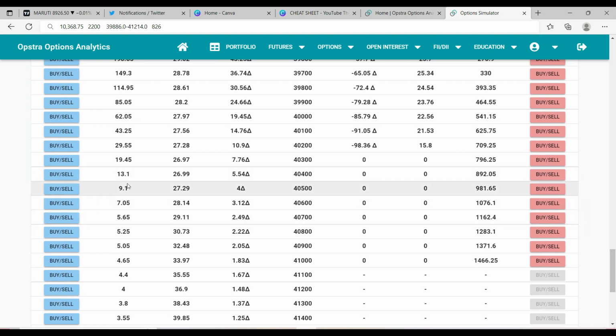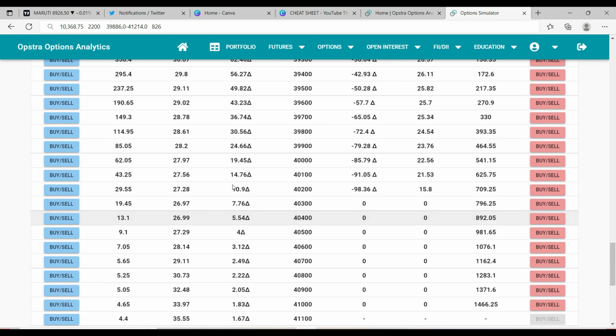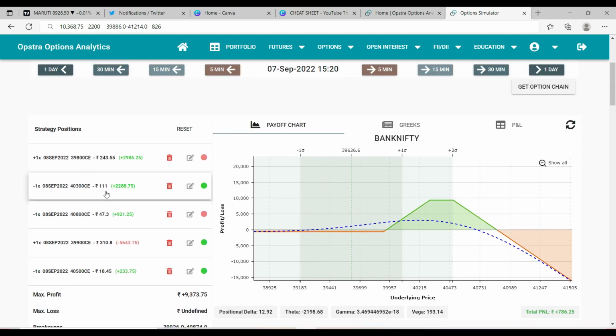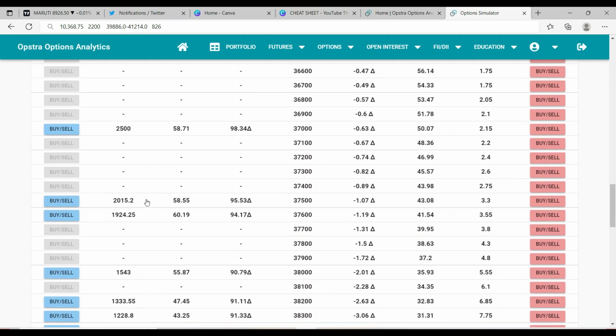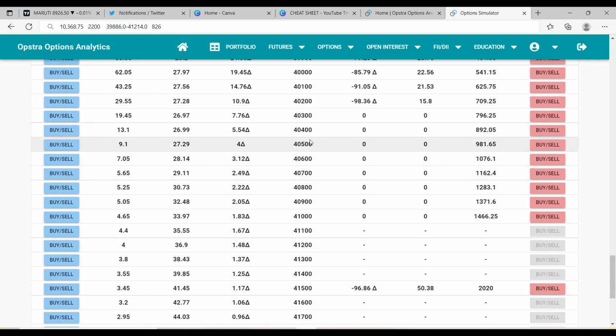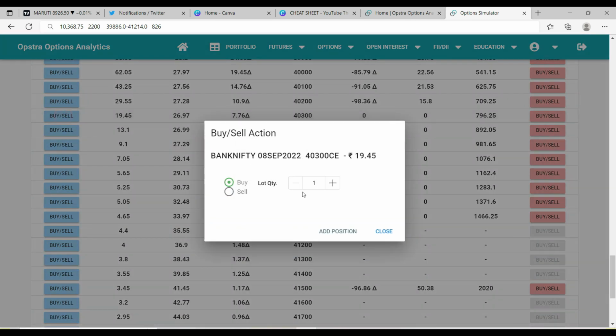Okay, 9 rupees. This is not sufficient. Okay, what is my first sold position? 40,300, right? Let me see what the premium is at 40,300. This is what we have to do. At 40,300 you have 19 rupees, right? Let me sell this, right?